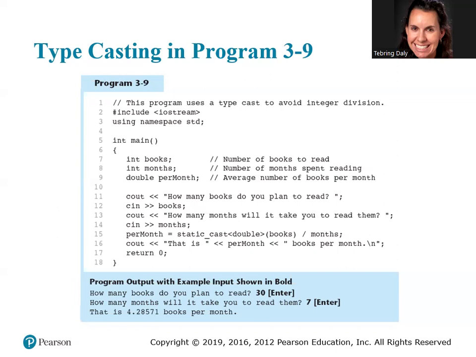So instead of changing the data types, you put static cast double. And then when you do the division, you put this so that it casts this and then divides it. Okay. So it just changed books to be a double and then divides it, and then you come up with a decimal. Everybody good? And you could change the data type too. That's another way.